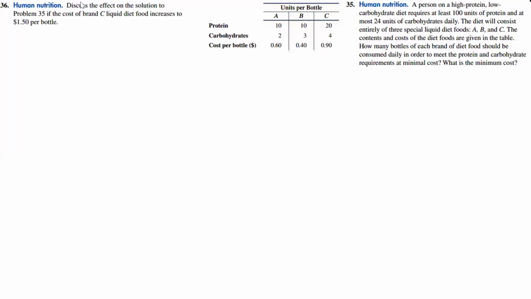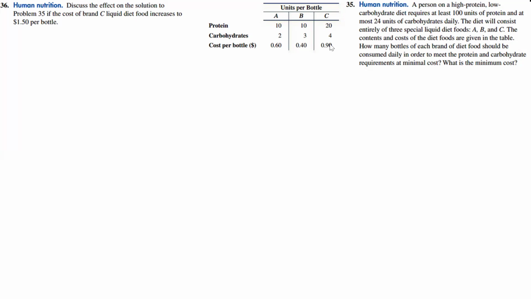All right, so here we've got a problem. It says discuss the effect on the solution to problem 35, which is over here, if the cost of brand C increases to $1.50 per bottle. So it looks like we're just changing the price of the bottle. So what we have to read is now 35.